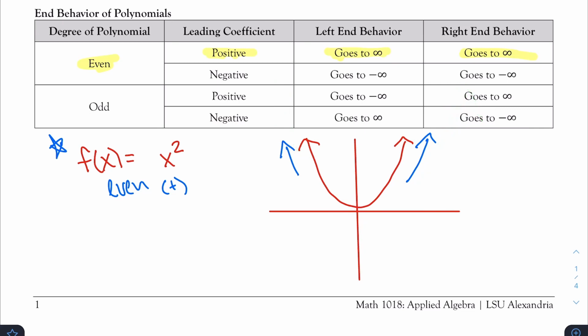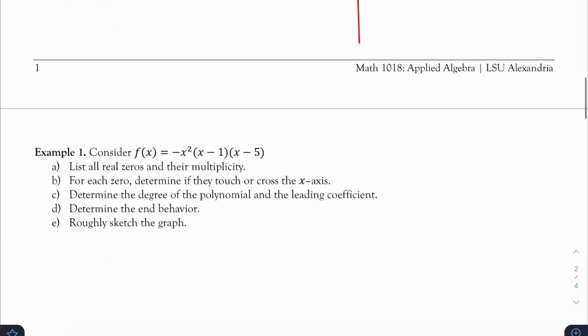So we're now going to use our information about multiplicity and the end behavior of a polynomial to give a rough sketch of a factorable polynomial. So let's go ahead and look at example 1.